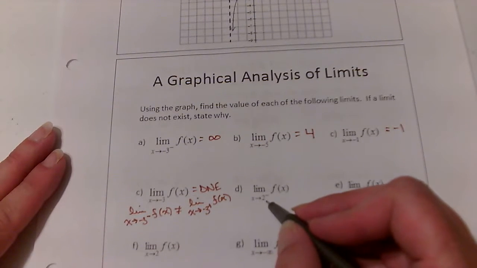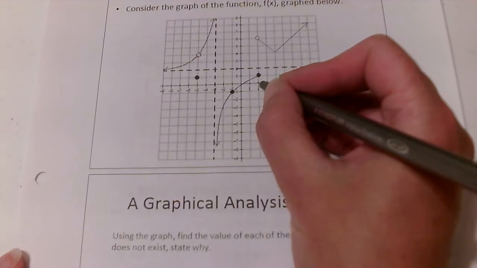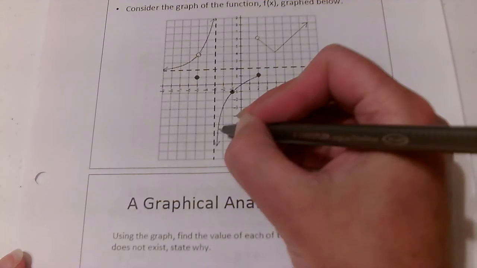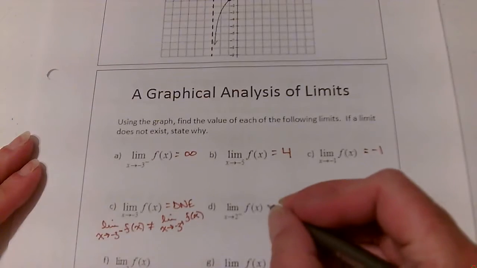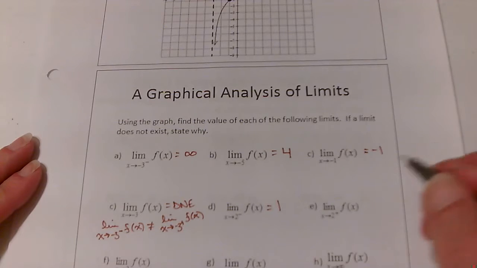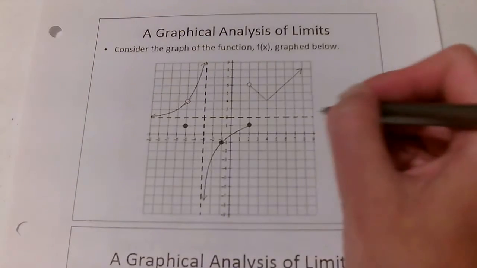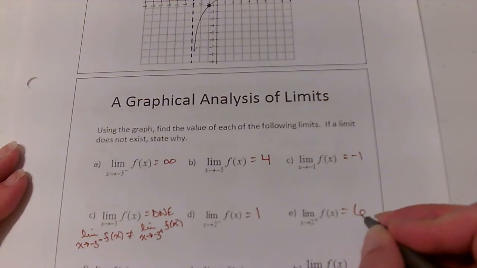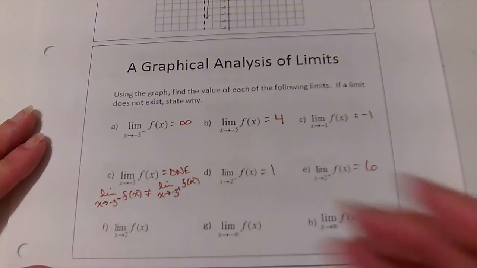X approaches 2 from the left. So here's when x is 2. The graph is going right there. So from the left side only, it's approaching 1. As x approaches 2 from the right, from the right side, it's up here. 6.